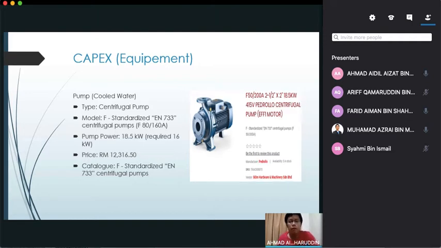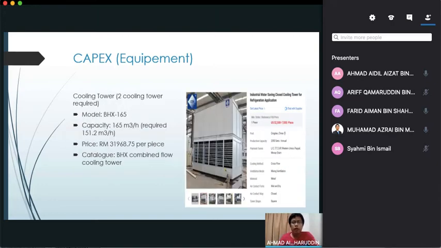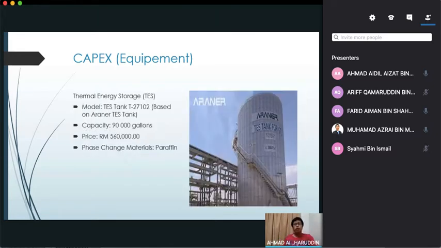Next is the pump for the cooled water. This pump has the power of 18.5 kilowatt, but only 16 kilowatt is required. Last but not least, the cooling tower. This cooling tower for our project requires 15.2 meter cube per hour, but it can supply 165 meter cube per hour, which satisfies the requirement of our project. Last, the thermal energy storage. This thermal energy storage, 90,000 gallons, satisfies our requirement for our project.